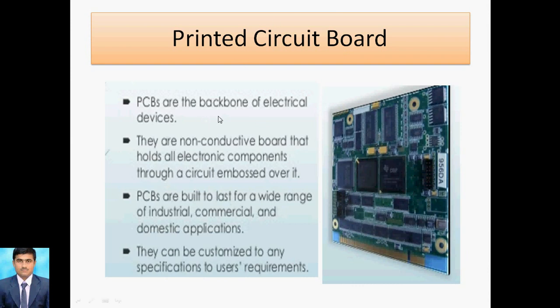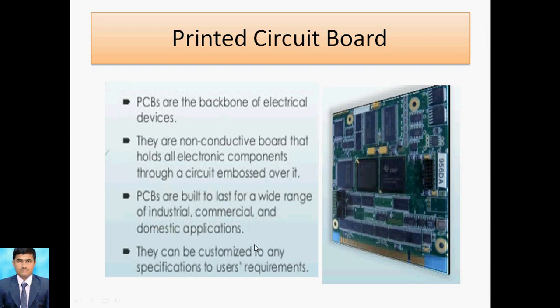The PCBs are the backbone of electrical devices. They are non-conductive boards that can hold all electronic components through a circuit embossed over it. The PCBs are built to last for a wide range of industrial, commercial, and domestic applications. They can be customized to any specification according to user requirements. So this is regarding the PCB.